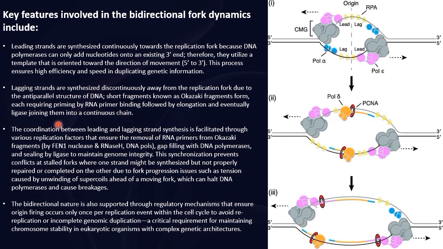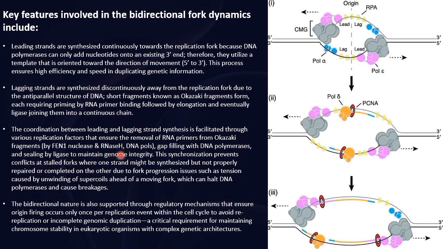The third point we will discuss in more detail in the topic of lagging and leading strand coordination. But briefly, the Okazaki fragments' RNA primers are removed primarily by three enzymes: flap endonuclease 1, RNase H and DNA polymerase, and the gaps are filled by DNA polymerases such as DNA polymerase delta. The single-stranded breaks or nicks created after the activity of DNA polymerases are sealed by DNA ligase, which maintains the genomic integrity.